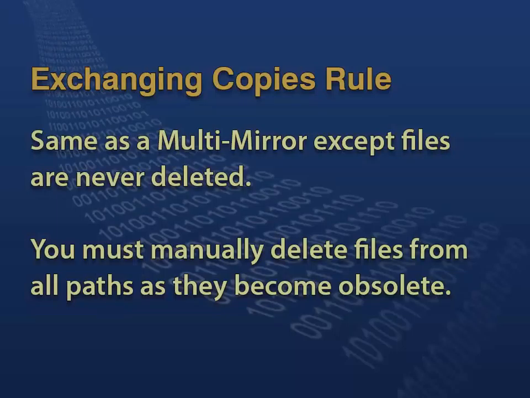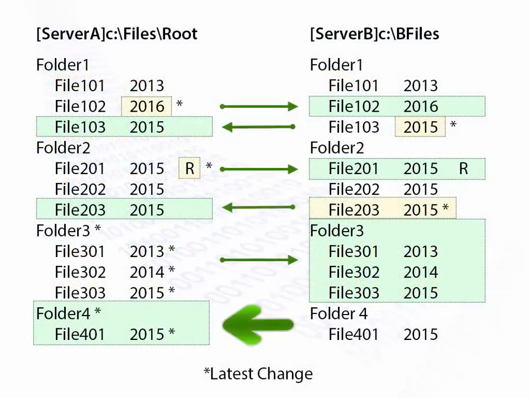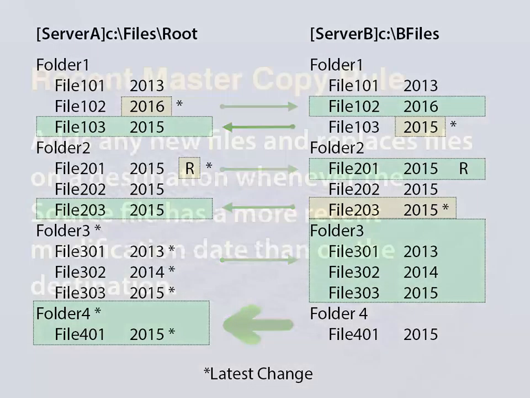An exchanging copies rule is identical to the multi-mirror, except that files are never deleted. If you use this rule, you'll need to manually delete files from each of the paths when they become obsolete. If we look at the results on our example, you'll see that it's identical to the multi-mirror, except that the files on the destination, the folder 4 section, has not been deleted.